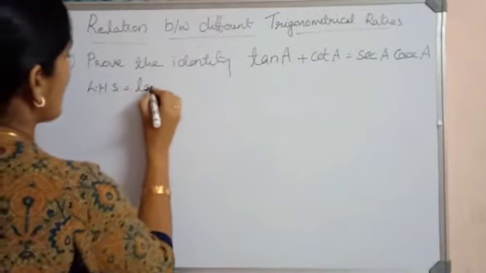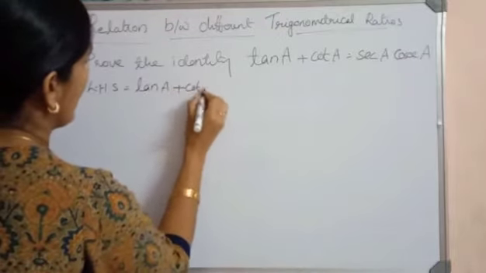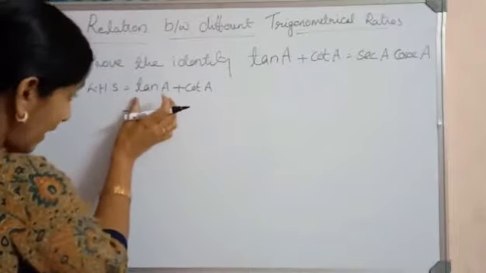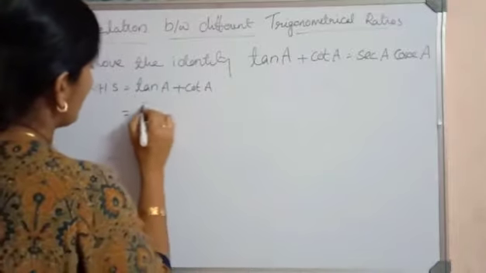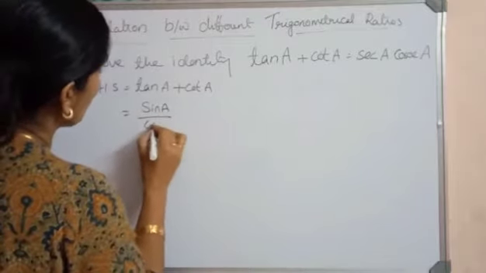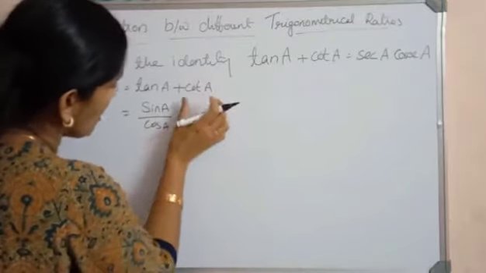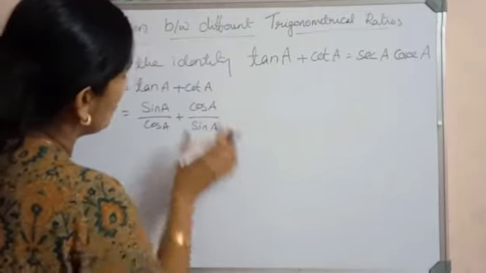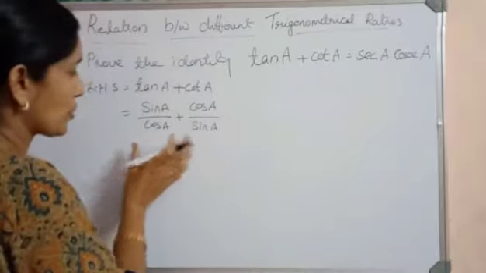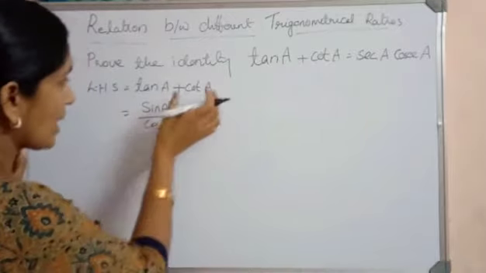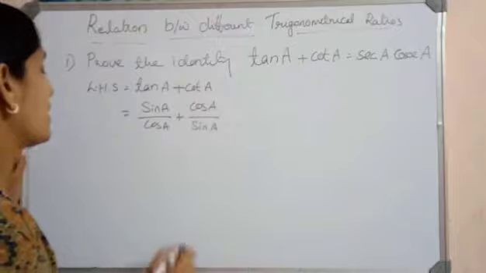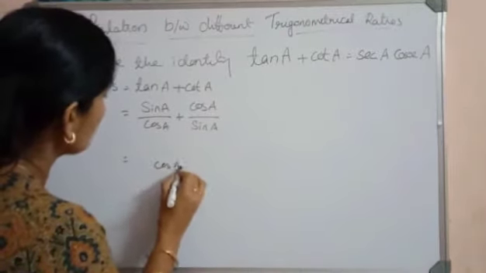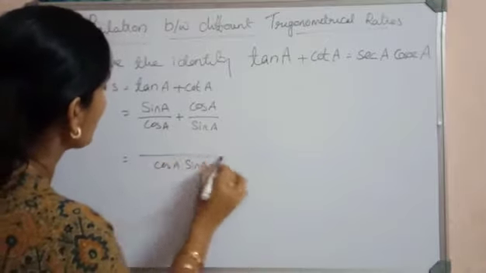The LHS is tan A plus cot A. So we know that tan A is sin A by cos A, plus cot A is cos A by sin A, by the quotient relation. We know the quotient relation: tan A is sin A by cos A and cot A is cos A by sin A. Now the LCM is cos A into sin A.